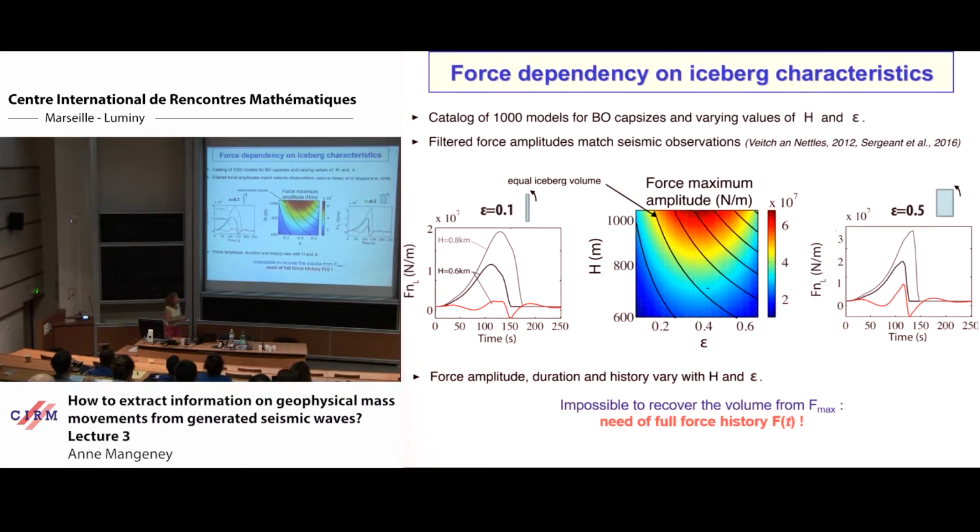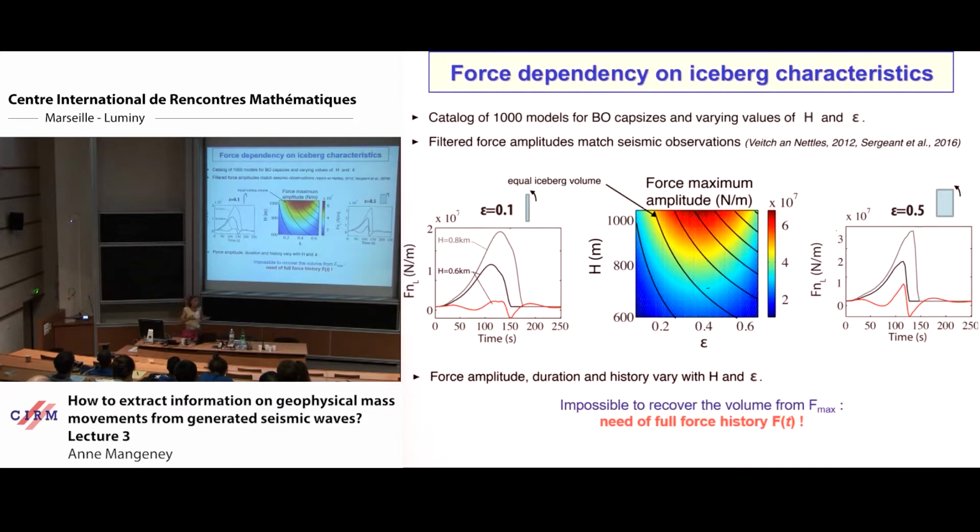So the signature of the aspect ratio is in the slope of the force, not in the amplitude of the force. If you represent here the maximum force for a lot of thicknesses and a lot of aspect ratios, you can see the amplitude of the force in color here. You have high amplitude here and lower amplitude for these values. And if we represent lines of equal volume here, you see that for a given volume you can have very different forces. And it is what you saw in the movie.